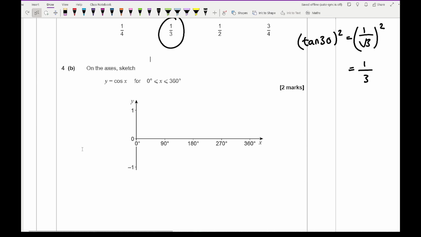Then it says 4b, on the axis sketch cos x. For this, we just need to remember that cos x starts at 1. And then what happens is it looks something like that. So that should be at 1. Let me just draw that a little bit better. In fact, it should look something like that.